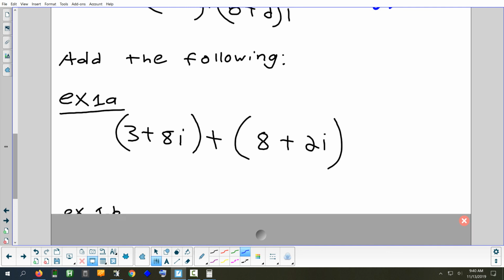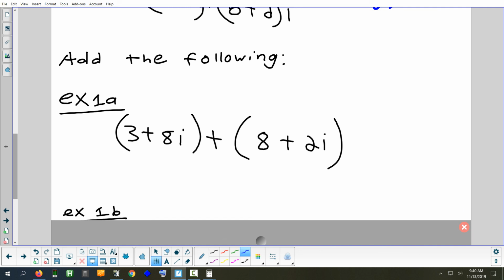Okay, so let's try to add these up. 3 plus 8i plus 8 plus 2i. So Max, when I combine the real parts together, what am I going to get in my final answer? Just for the real parts, yeah. Yeah, just 11. Yep. So we get 11. And Anthony, what about when I add up the imaginary? 10. 10. Imaginary. And what do we put for that?